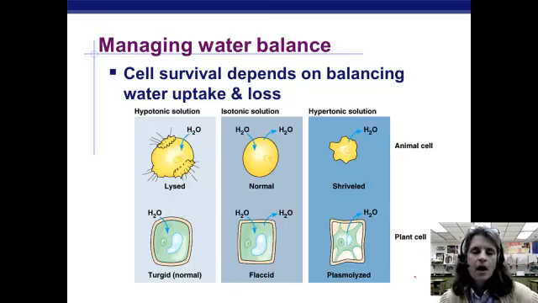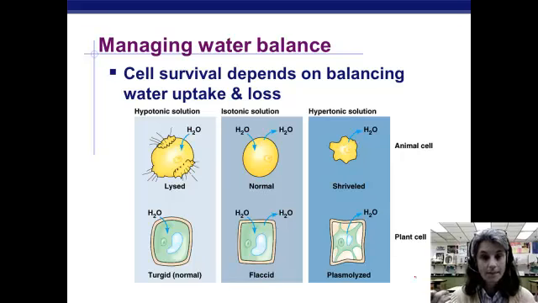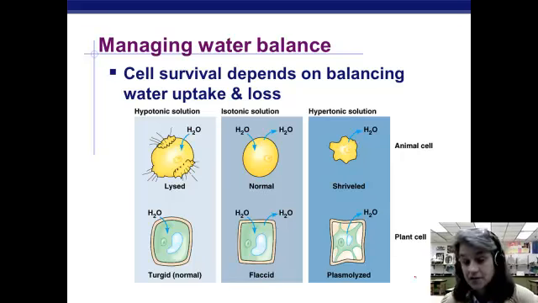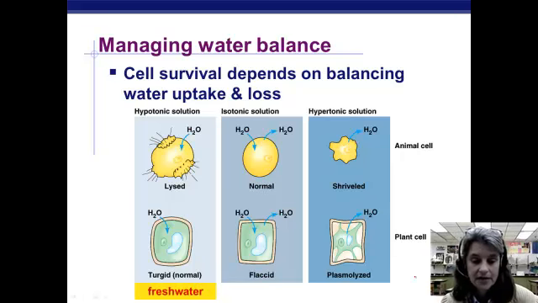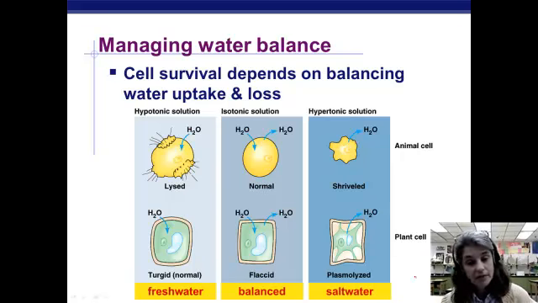Now, this movement of water can make or break a cell and determine whether it's going to live or die. Cells need to keep water balanced inside of their cell membranes, okay, as compared to the outside. And the effects of water in their environment, whether it's a freshwater environment, a balanced or isotonic environment, or a saltwater environment, is going to determine what happens to a cell.